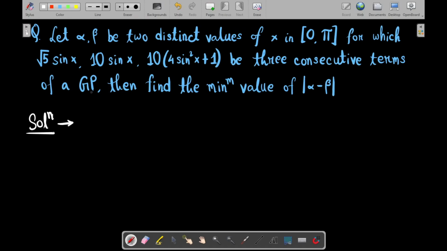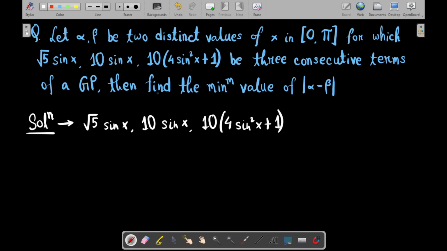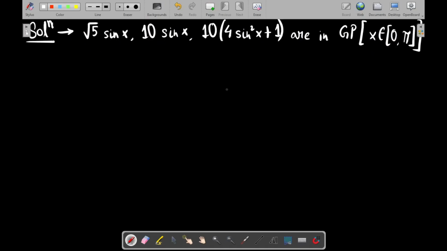Okay. So we are given three terms: root 5 sin x, 10 sin x, and 10 times (4 sin square x plus 1). And we are told that these are three consecutive terms of a GP, right? And we are given that x lies in this closed interval 0 to pi. So if these three terms are in GP, then the square of the middle term will be equal to the product of the two extreme terms, right?